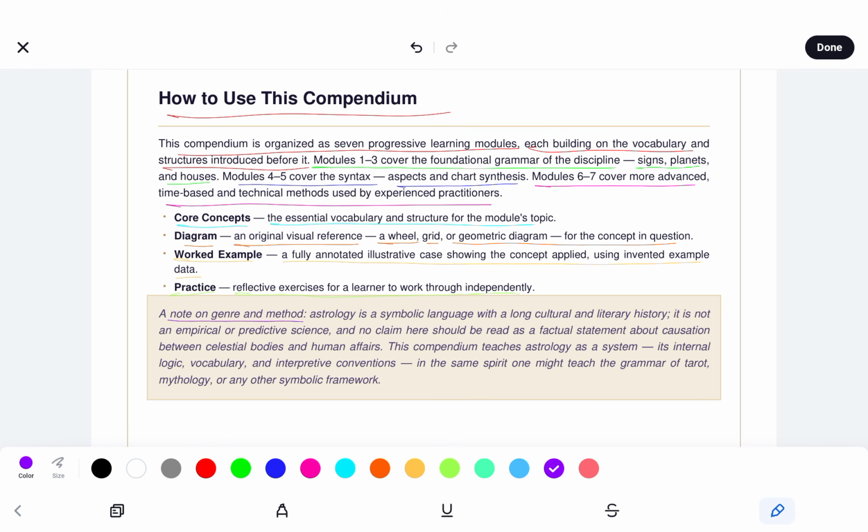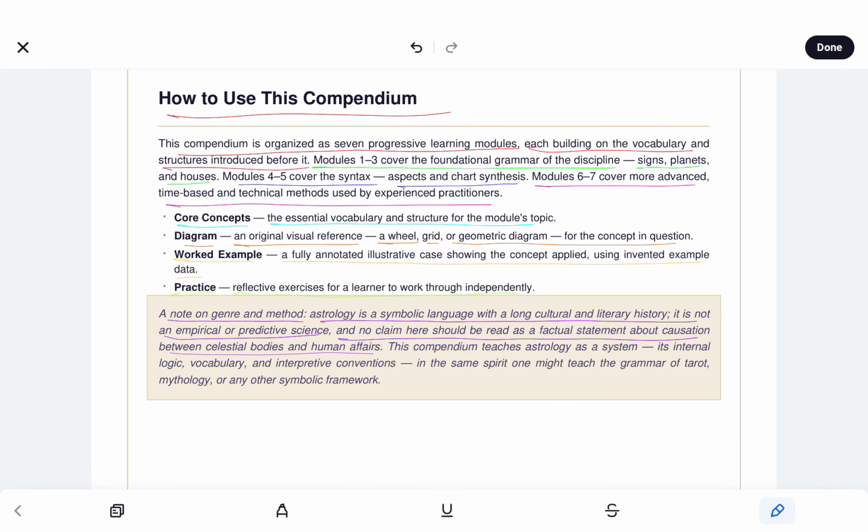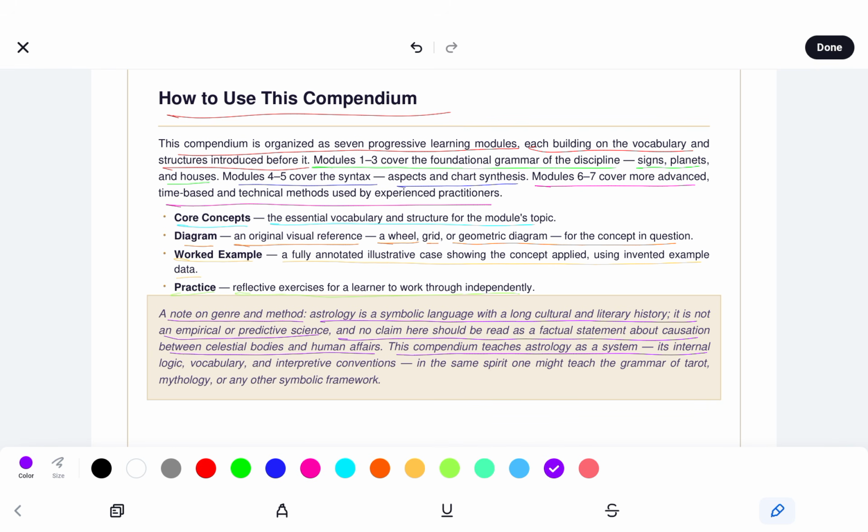A note on genre and method: astrology is a symbolic language with a long cultural and literary history. It is not an empirical or predictive science, and no claim here should be read as a factual statement about causation between celestial bodies and human affairs. This compendium teaches astrology as a system, its internal logic, vocabulary, and interpretive conventions, in the same spirit one might teach the grammar of tarot, mythology, or any other symbolic framework.